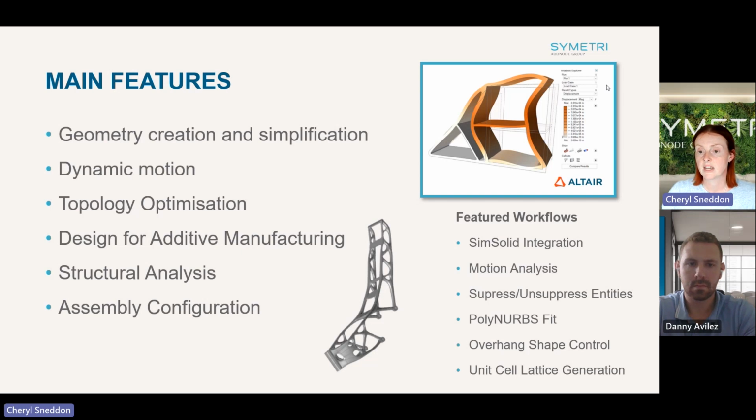So the other things like PolyNURBS fit actually falls into a lot of the topology optimization, where it allows you to look at the structure of your part. Maybe it looks a bit alien, but then you can take it through into simulation and figure out where the strengths and weaknesses are of that part. Overhang shape control, again, would be a feature that is sometimes very difficult to analyse, but the workflow works really well within the tools Inspire.